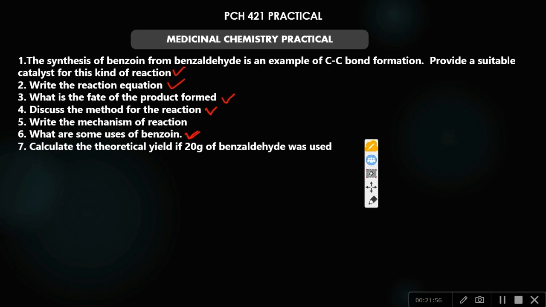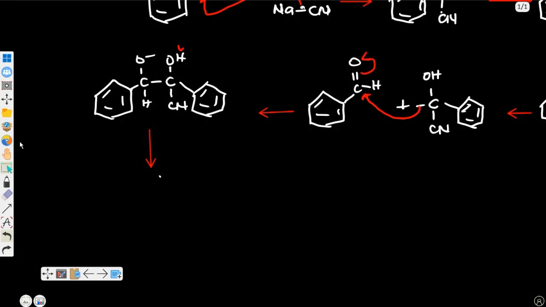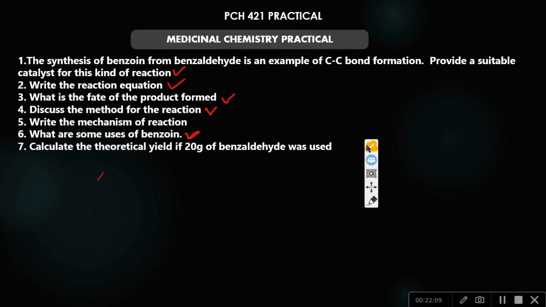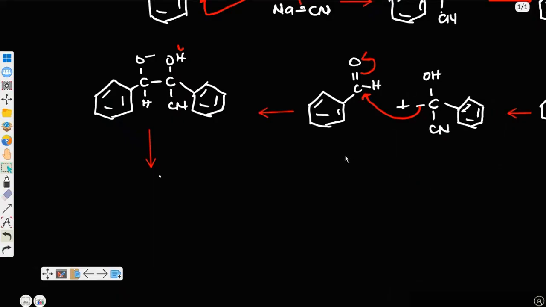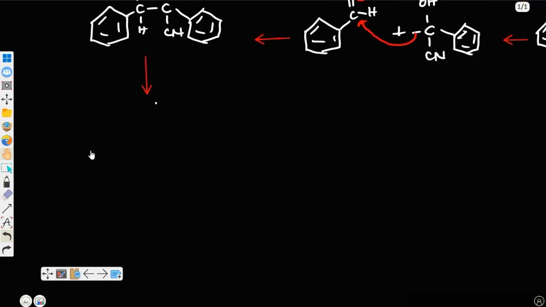Now, last question. Calculate the theoretical yield if 20 grams of benzaldehyde was used. Now, coming back to this, 20 grams of benzaldehyde was used. You know how to solve something like this by now. According to what I said, we first of all calculate the mass of benzaldehyde. But you know, in this case now, that 2 moles of benzaldehyde was actually used. Is that okay? So, molar mass of benzaldehyde will be what?